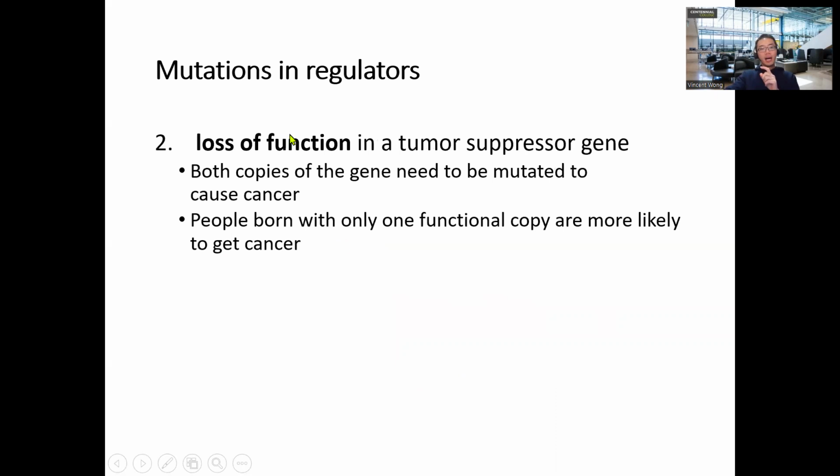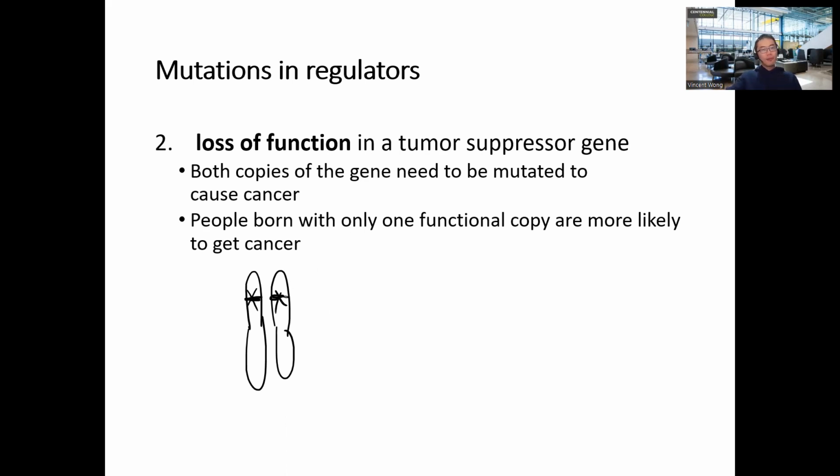Contrast this with the tumor suppressor gene. Both copies of the gene need to be mutated to cause cancer. So let me just try to draw this out again. You have a tumor suppressor gene here. You have another tumor suppressor gene here. So let's say this one doesn't work. Loss of function, it mutated. So this red light will not come on, but that's okay. You still have another red light that can turn on, right? So as long as one of the red lights is on, you can still stop the cell from dividing. It's only when both of them are mutated that you have no more red lights left.